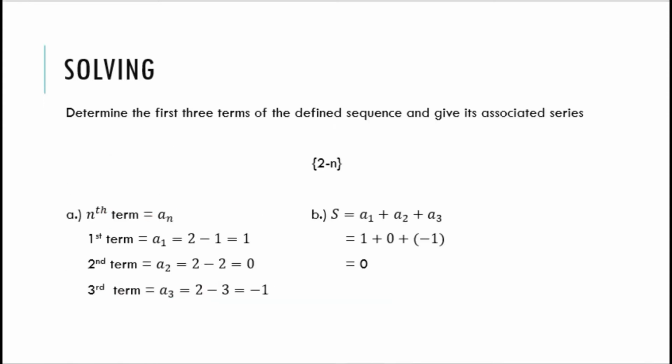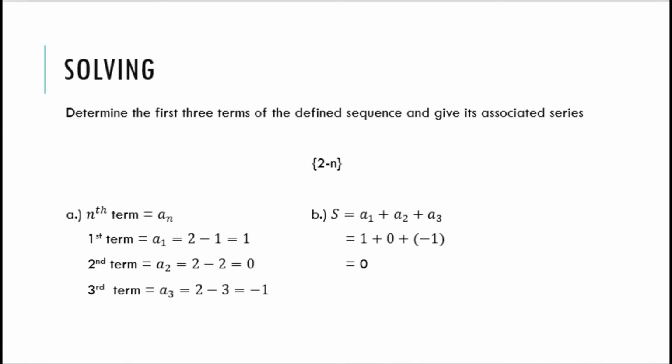Next, determine the first 3 terms of the defined sequence and give its associated series or sum. So to do this, basically just find the value of the first, second, and third term, and then add it all up. So to find the first term, just substitute 1 into n, so that will be 2 minus 1, which will give us 1.